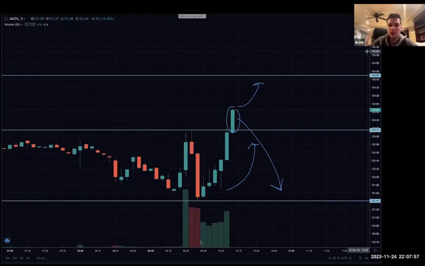What does this look like to you guys? Type in the chat what you guys think. What does it look like? Is this a continuation candle or a reversal candle? What do you guys think? Continuation or reversal, right? Continuation. Exactly. That's exactly right. My mindset was continuation.